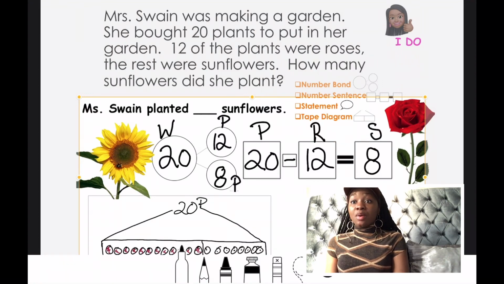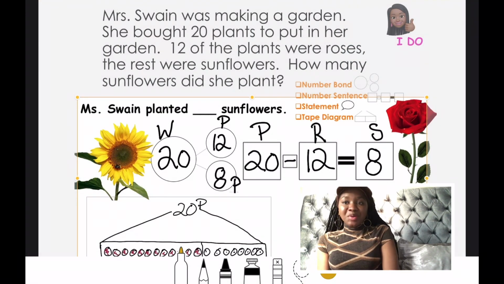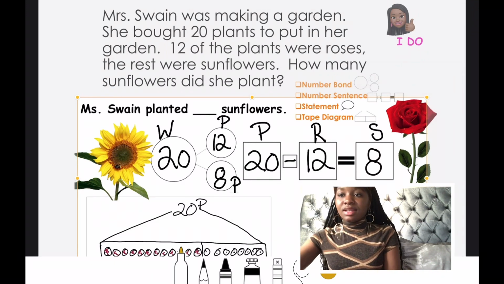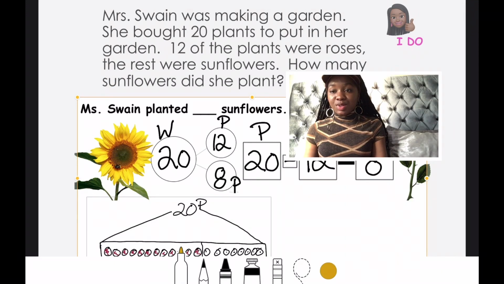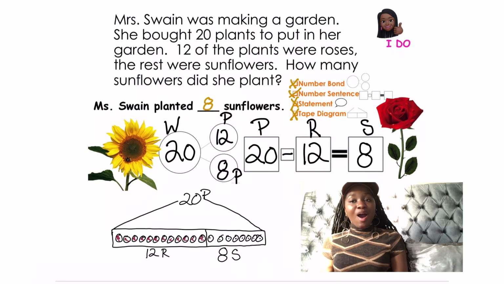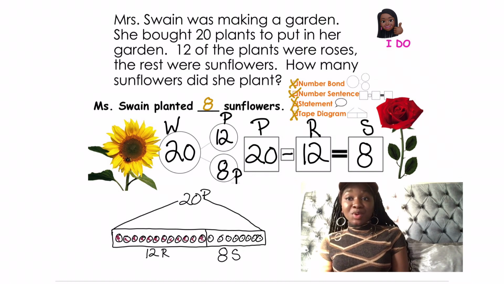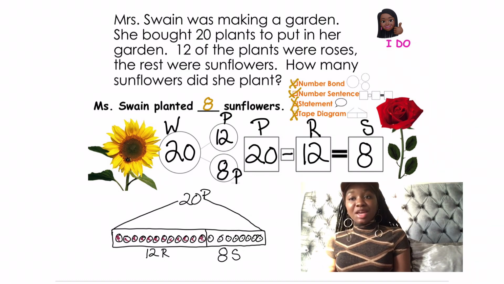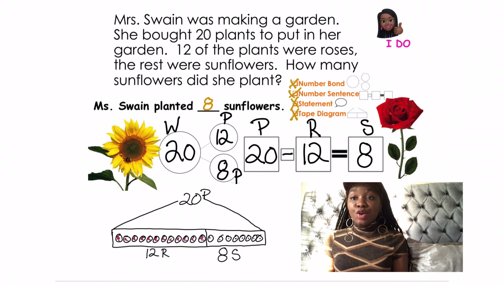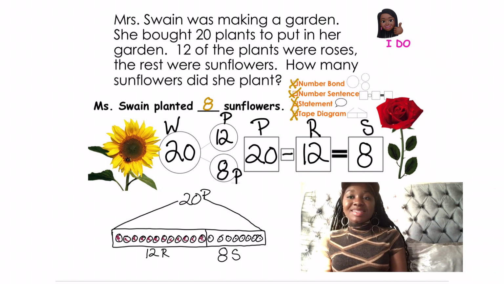Now we need to do our very last part, our statement. Remember, the statement answers the question. How many sunflowers did Miss Swain plant? She planted 8 sunflowers. All right, first graders, Missy Mari had a number bond with labels, a number sentence with labels, a tape diagram with labels, and a statement.